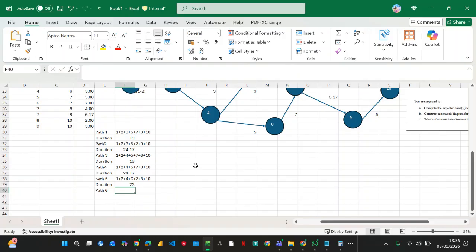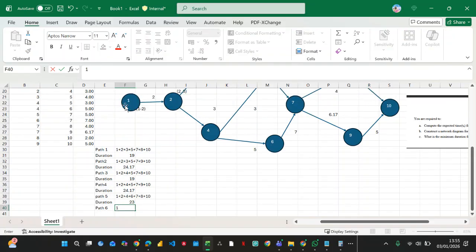This one should be last because this is not going to take too much. The next one: if we start from 1, we can go to 2, 4, 6, 7, 9, 10. Simple. So we can just do 2, 4, 6, 7, 9, 10.